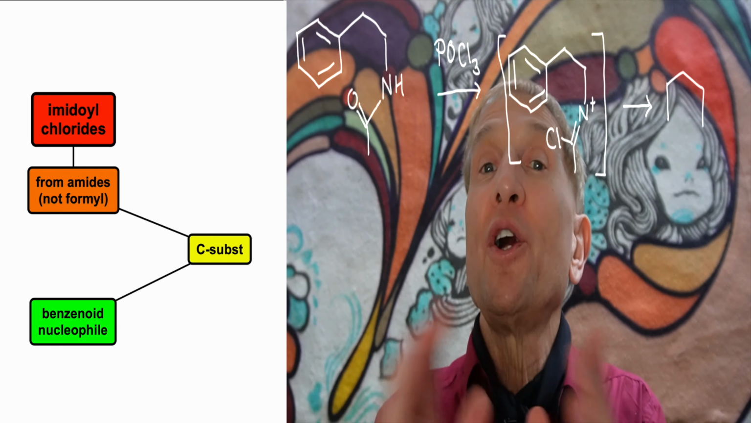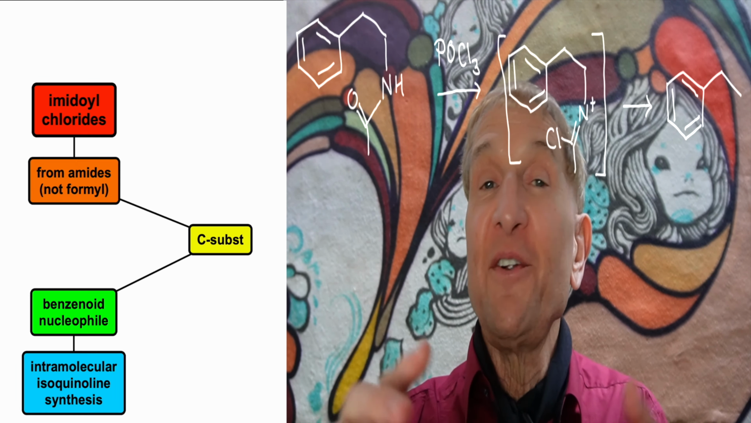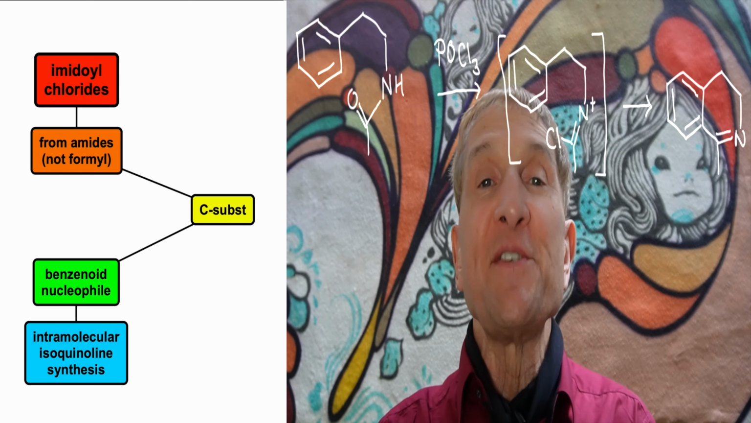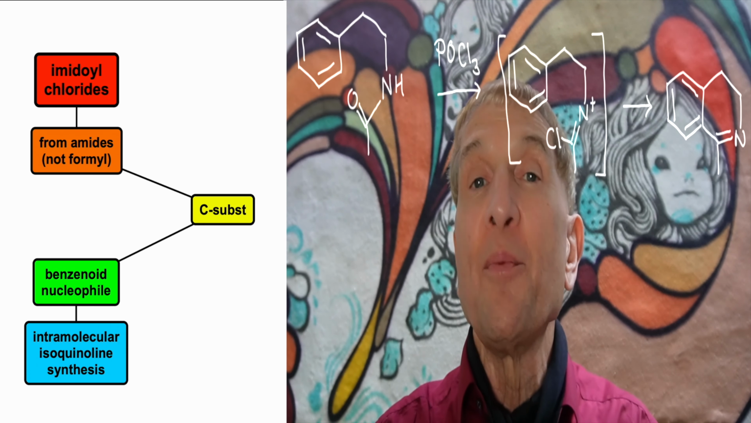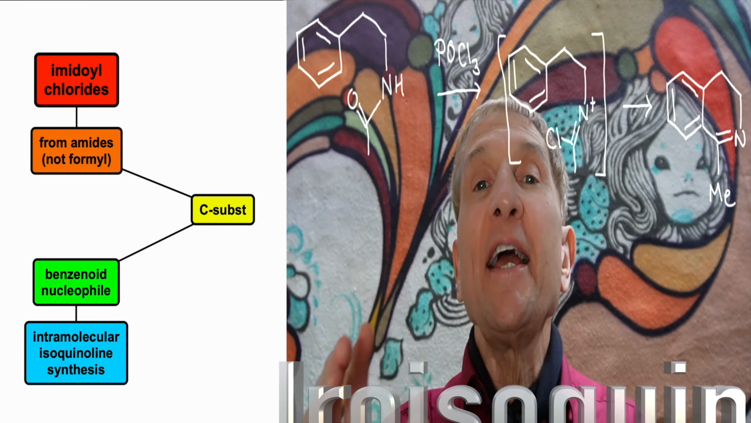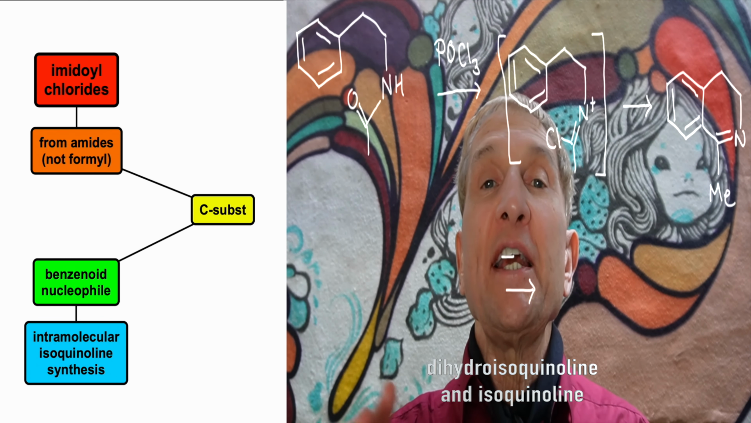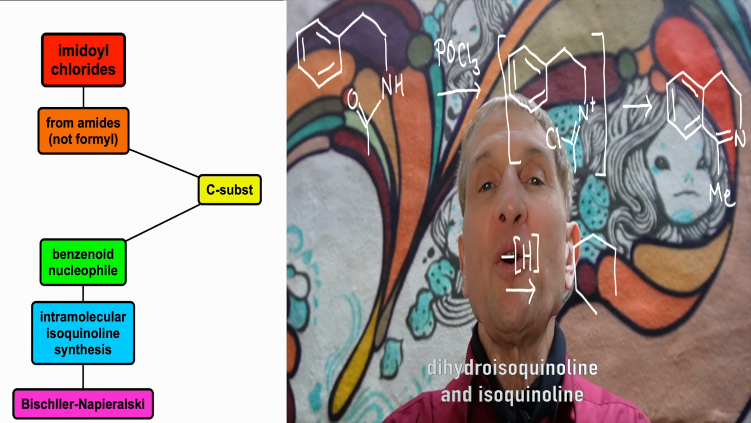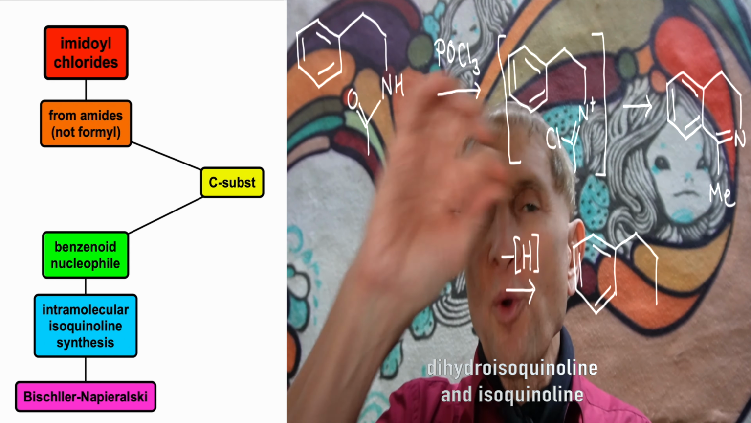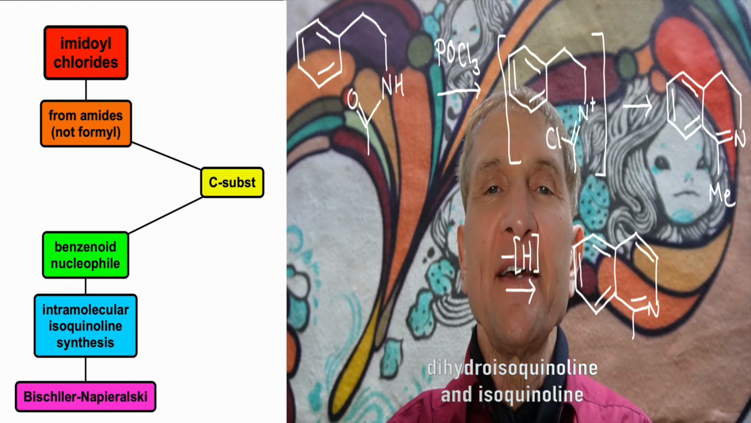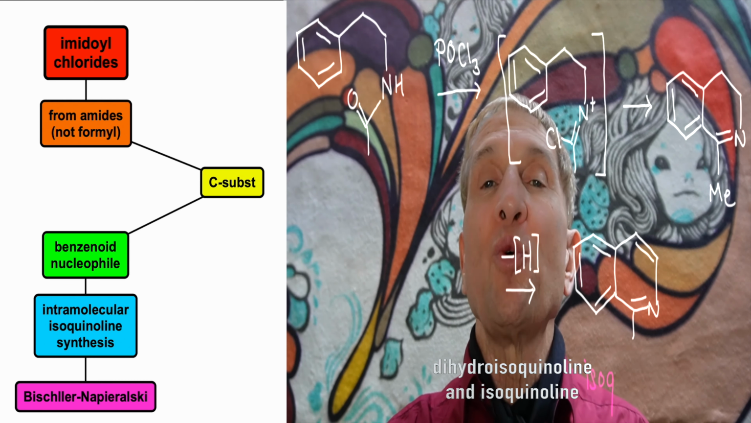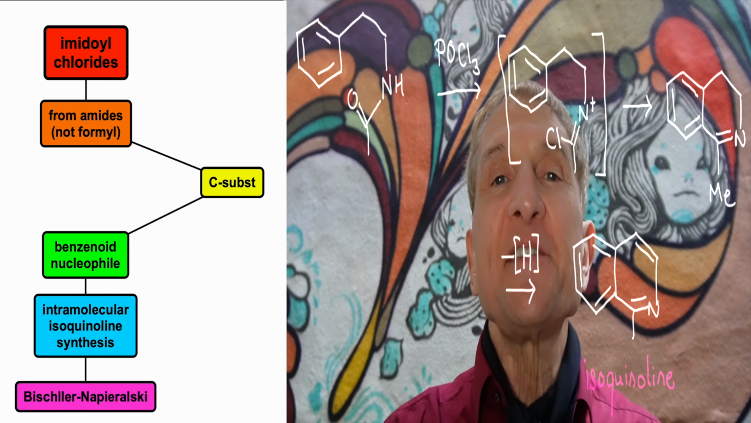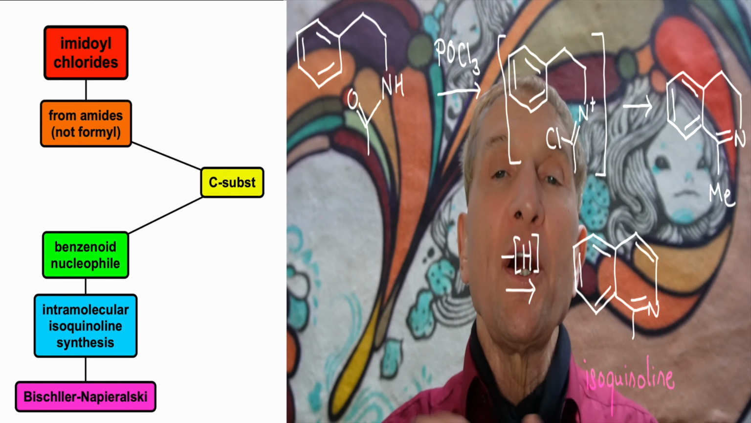So that imidoyl chloride doesn't hang around, it adds immediately to the benzene ring in a nice six-membered ring formation, and that forms a dihydroquinoline. If we dehydrogenate that, of course, we can get a quinoline, or if we go about it a slightly different way and add an OH into the linking group there, we can dehydrate to get a quinoline that way. That's the C-substituted imidoyl chloride.